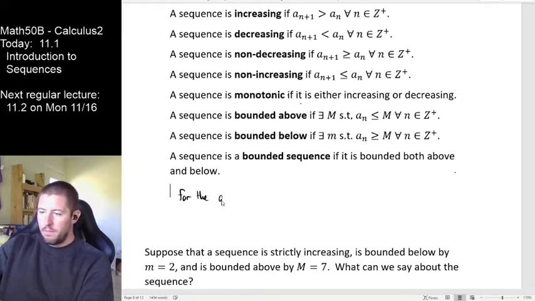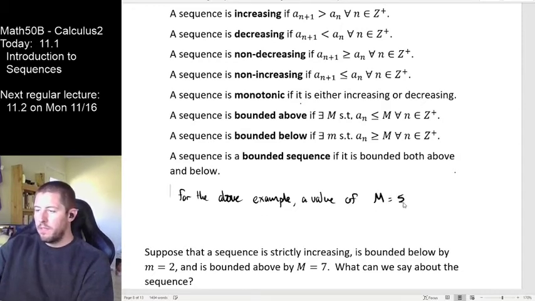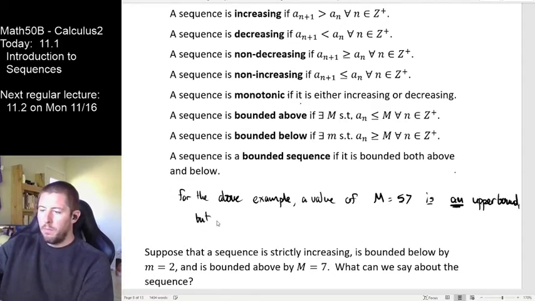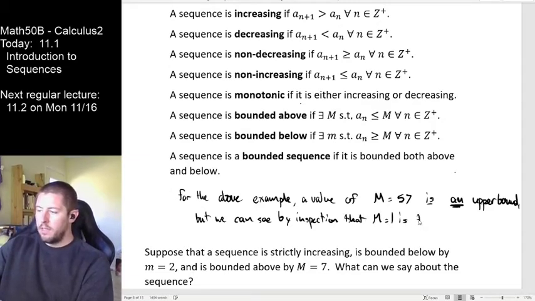for the above example, the value of m equals 57 is an upper bound. But we can see by inspection that m equals 1 is the least upper bound.